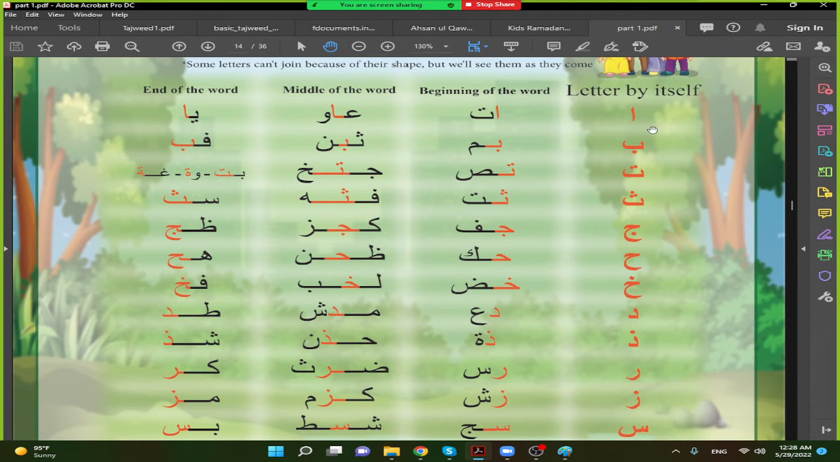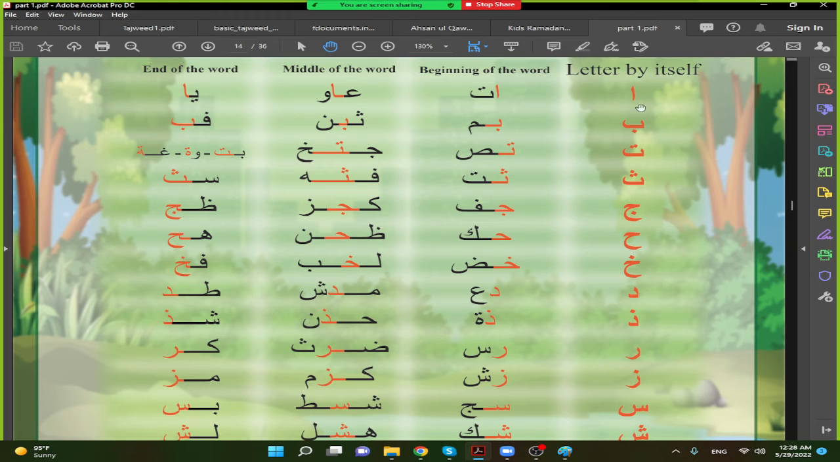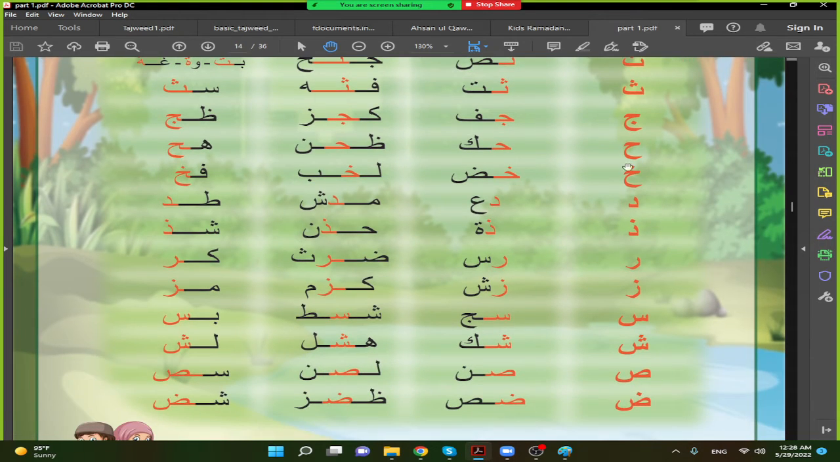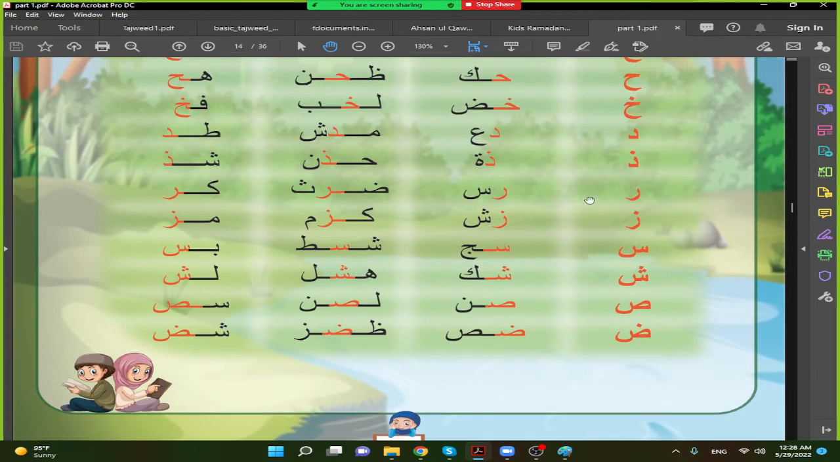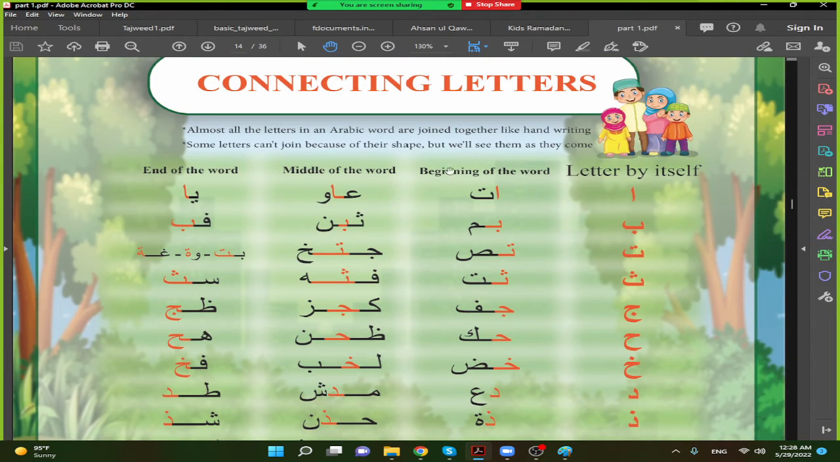Right now we are going to start this practice. You see the letter by itself, so you know that row now. You know every single letter in that row by itself, right? We have to recognize those letters in the connecting letters now, in the connecting words. See, alif in the beginning like this, the same as by itself, and after that is ta.